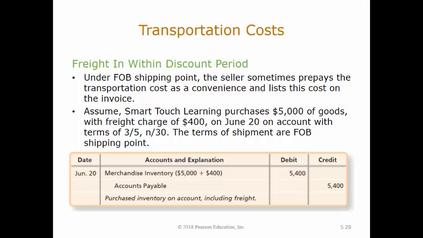Under FOB shipping point, the seller sometimes prepays the transportation cost as a convenience and lists this cost on the invoice. Assume, for example, Smart Touch Learning makes a $5,000 purchase of goods coupled with a related freight charge of $400 on June 20th on account with terms of 3/15 net 30. The terms of shipment are FOB shipping point. The seller prepays the freight charge.